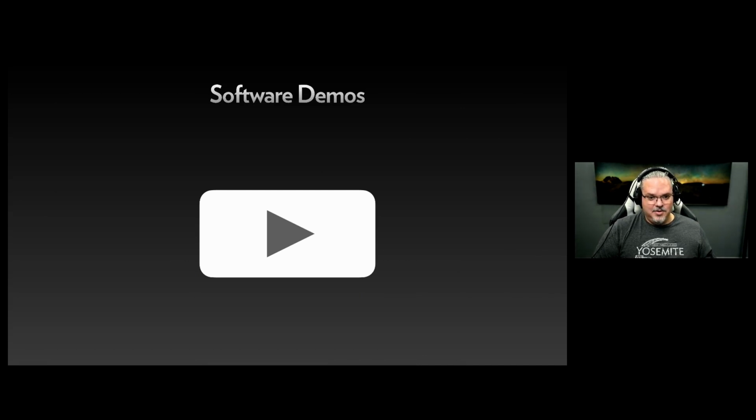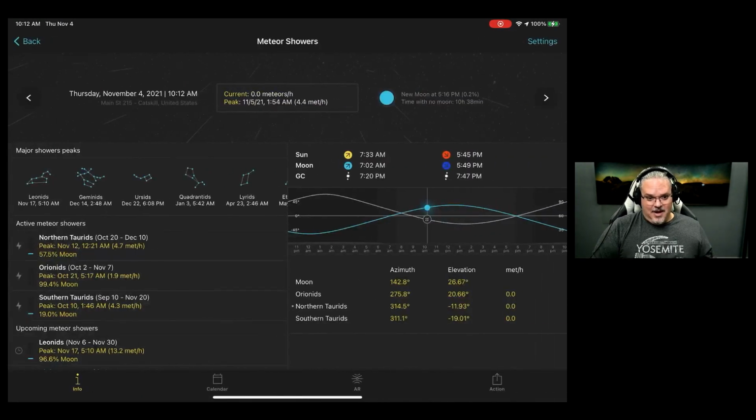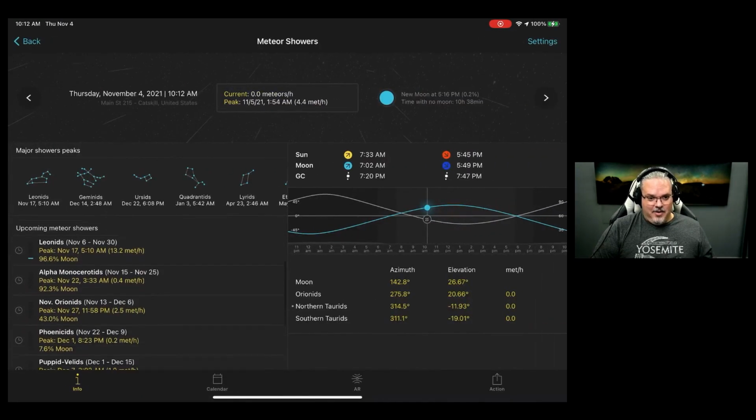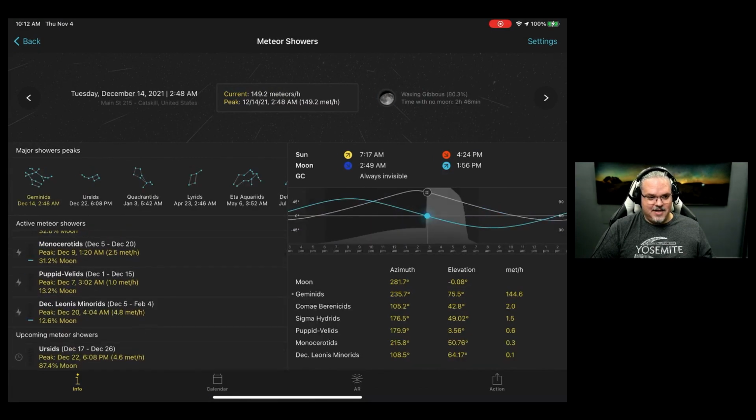I'm going to show you a screen cap of what I did planning for the Geminids while I was out in Yosemite. And this is from Photopills. So actually, let's see. No, this is here in my studio. I recorded this very recently. So here is Photopills on the iPad, and I went into the Meteor Shower pill. And if you scroll down on the left-hand side, you'll see the Geminids are there, and you tap on it.